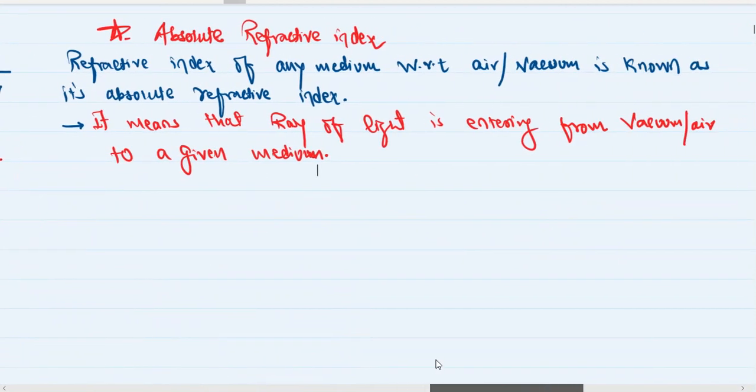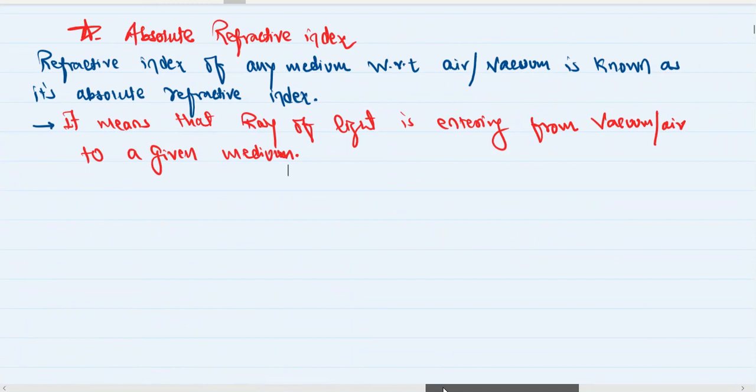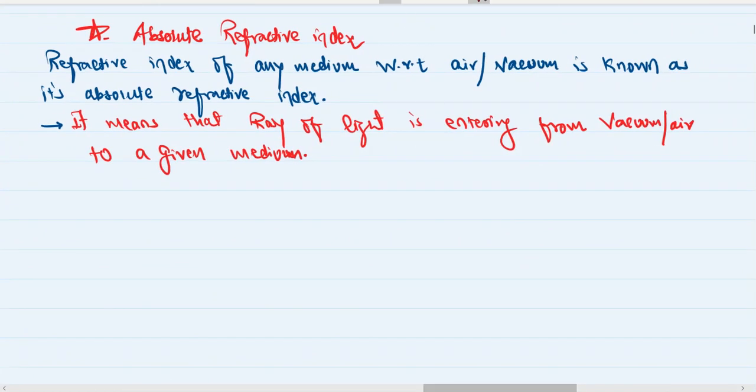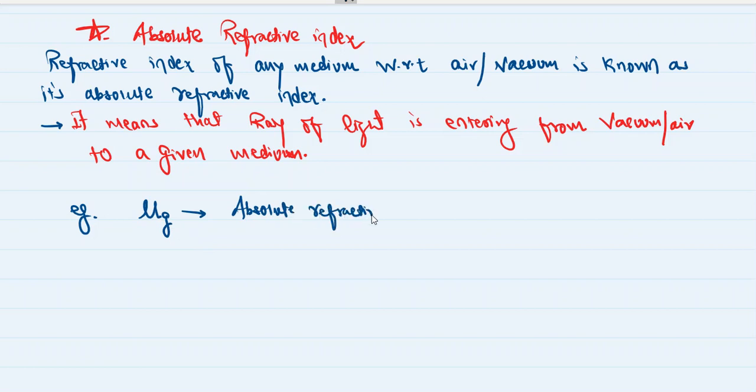ठीक है, अच्छा इसका सिंबल क्या होता है? मैं सिंबल के एग्जांपल देता हूं. एग्जांपल्स. एब्सोल्यूट रिफ्रैक्टिव इंडेक्स मतलब, I am sorry, म्यू जी का मतलब क्या होता है? एब्सोल्यूट रिफ्रैक्टिव इंडेक्स ऑफ ग्लास.